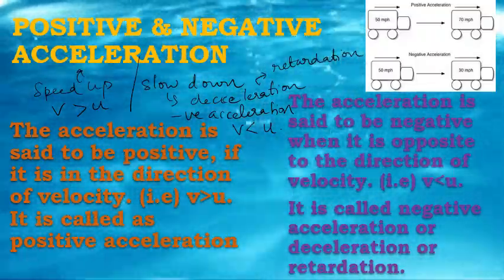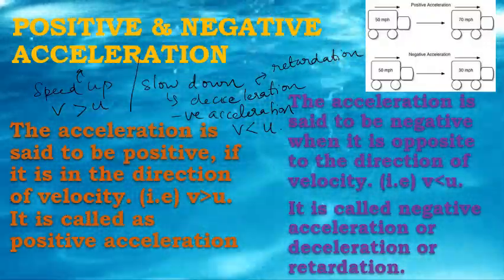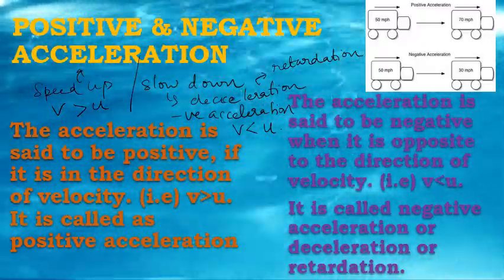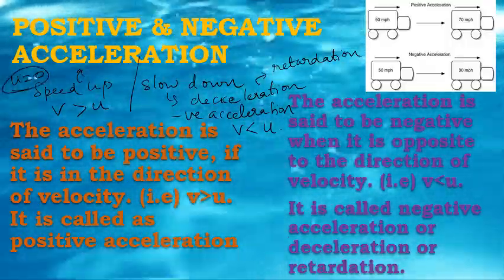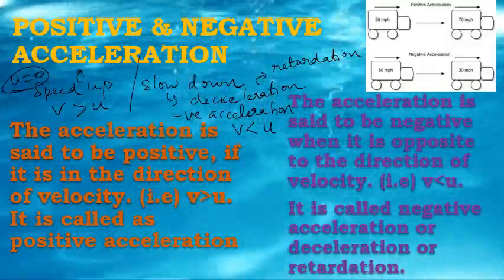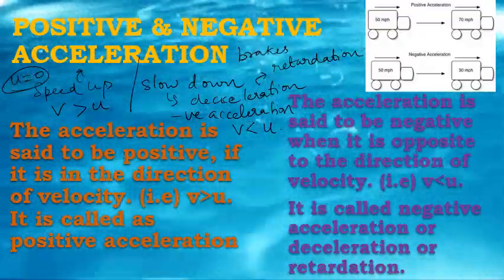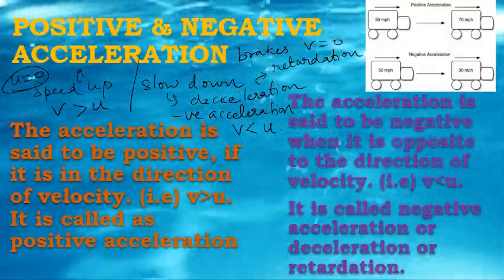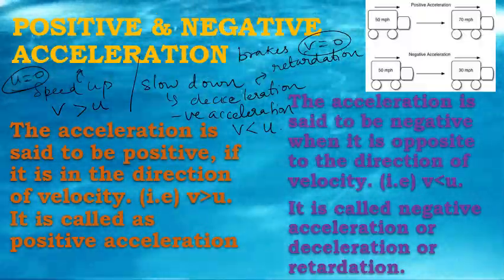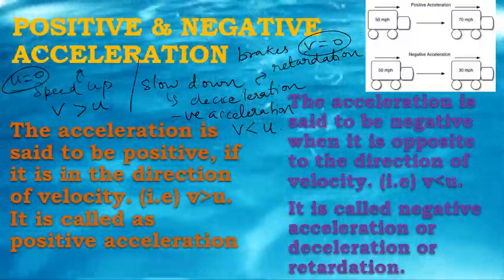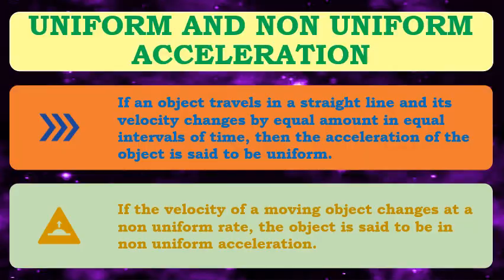You have some keywords to remember when you look into the numericals. When you say an object starts from rest, then u will be 0. When you say that the brakes are applied and an object goes to rest, then v will be 0. Remember, v will be lesser, so v will be 0 when it is retardation. When it is acceleration, your v can never be 0, only u can be 0.